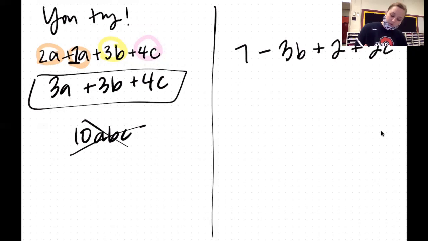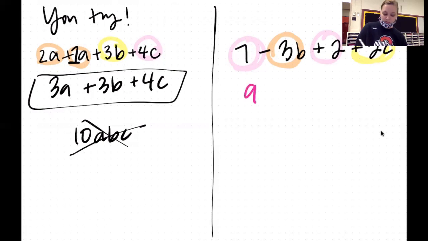And then lastly, we have 7 minus 3b plus 2 plus 2c. Well, I see that I have a constant 7, right? And I have a plus 2. Then I see I have minus 3b. I don't have any other b's. And then I have plus 2c. So I have 7 plus 2 is 9. Oh, I didn't mean to put that in pink, but 9 minus 3b plus 2c.